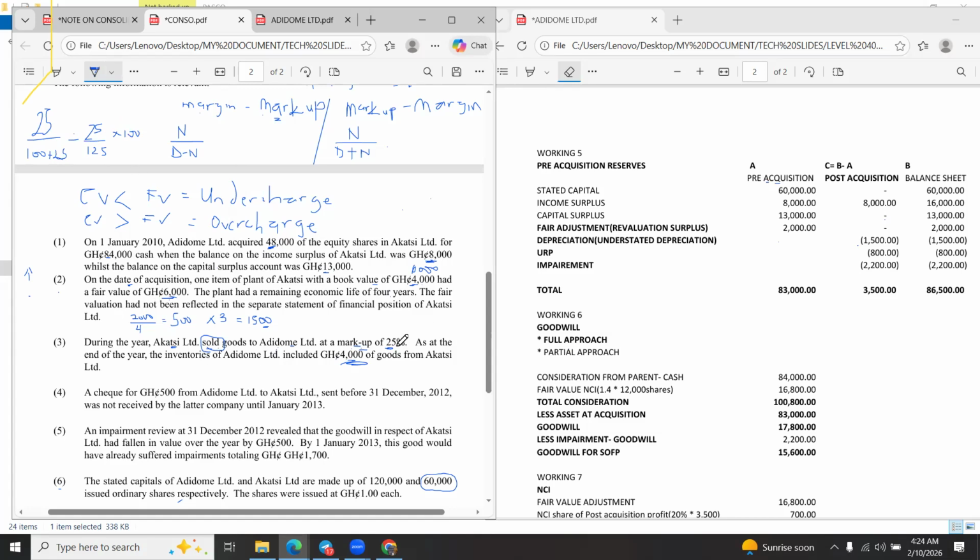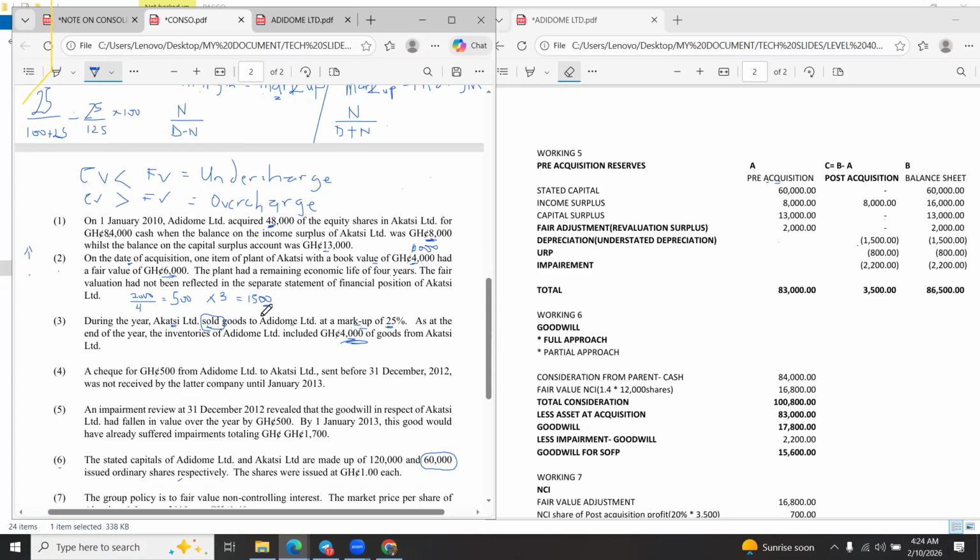So we are not supposed to use the 25 on the goods remaining to determine the profit, because the goods were sold to us on a selling price and we don't know the profit component and the cost component. Therefore, the goods that are left is 4,000. We want to know the profit aspect of the goods that are left. That is what we call the unrealized profit.